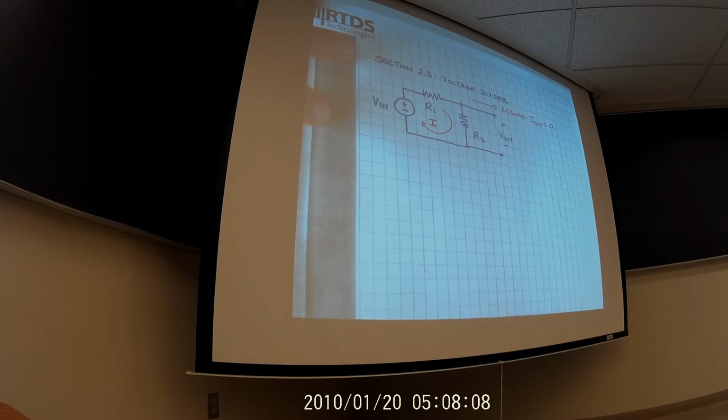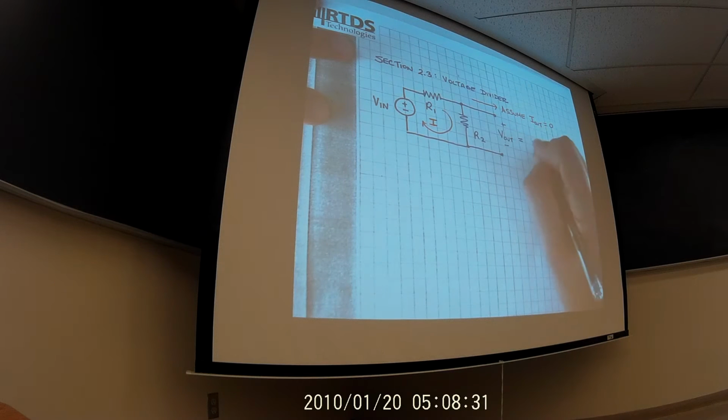Now that's not a realistic expectation, right? We know that all loads will consume some current. So what we're going to do is talk about how the load consuming current will affect the expression, and also talk about some rules of thumb that we can try to use to minimize its effect. So anyway, the output here is going to be equal to the input voltage times R2 over R1 plus R2.